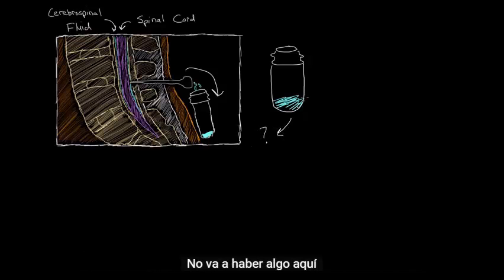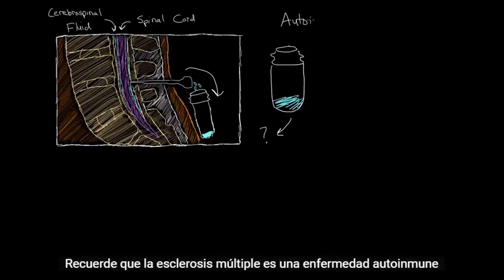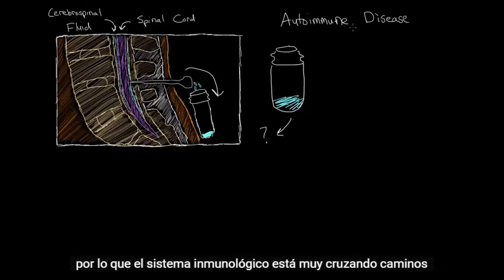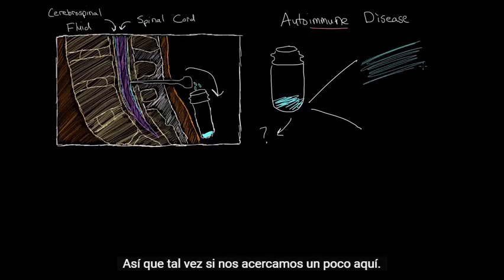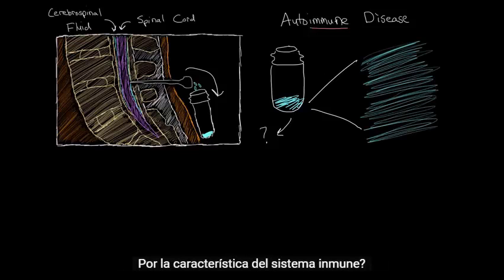There's going to be something in here that's characteristic of multiple sclerosis. So what is that thing? Well, remember that multiple sclerosis is an autoimmune disease, so the immune system is really crossing paths with the nervous system. So we want to see something that's characteristic of the immune system. So maybe if we kind of zoom in here. So what's characteristic of the immune system?